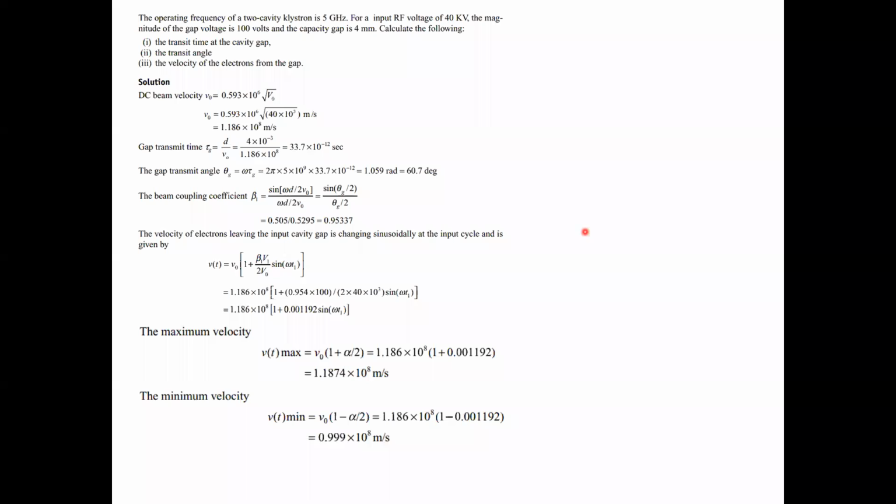From theory, we have the beam velocity equation. First note it down. Then, by using the given question, import the data from the question into the equation. So we have the intermediate answer 1.186 into 10 power 8 meters per second. Now focus on the question, transit time. To calculate the transit time, again go to the theory and take the equation, distance by velocity. So you get the transit time.